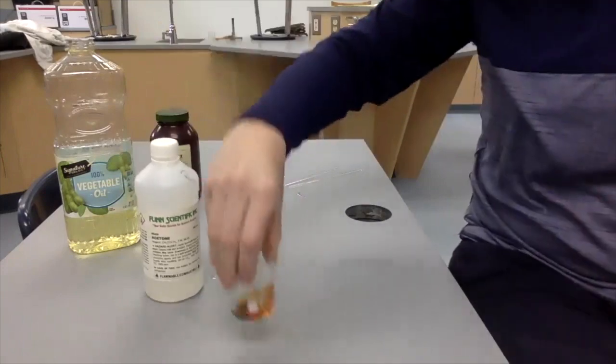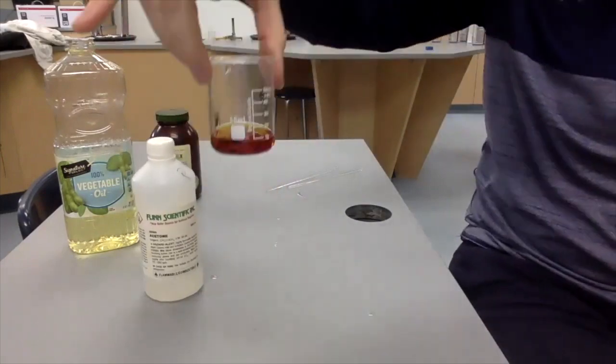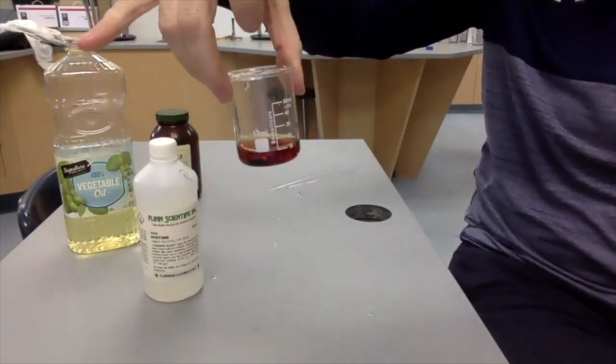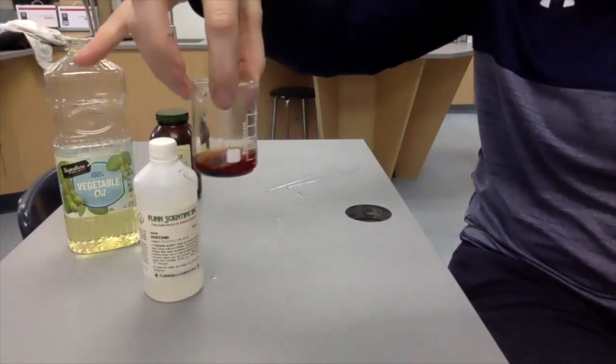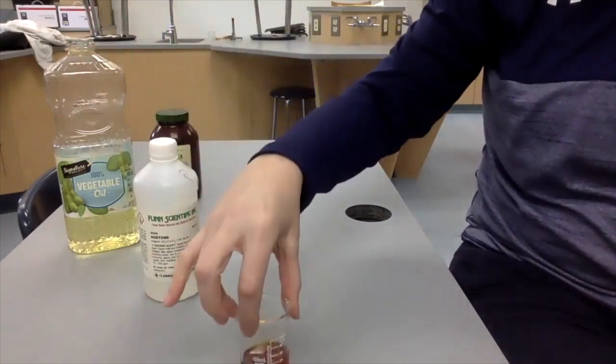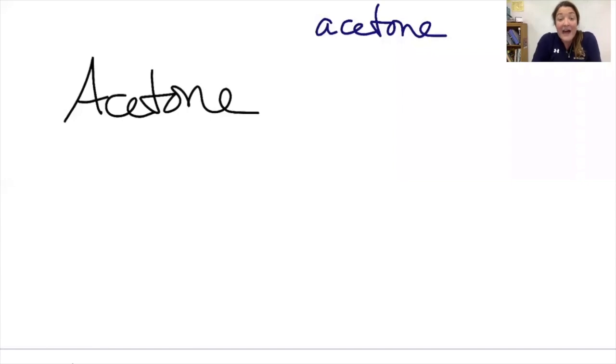Acetone, which is clear, very rapidly changes color with the addition of the iodine. It dissolves iodine a bit better than the oil does. Acetone dissolved that iodine really well. And you probably know acetone is nail polish remover. And acetone will get nail polish off my fingernail.